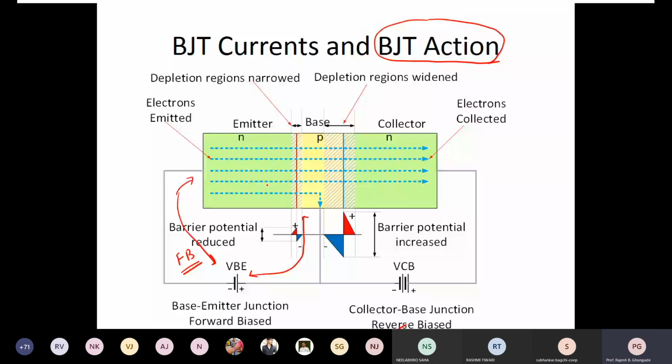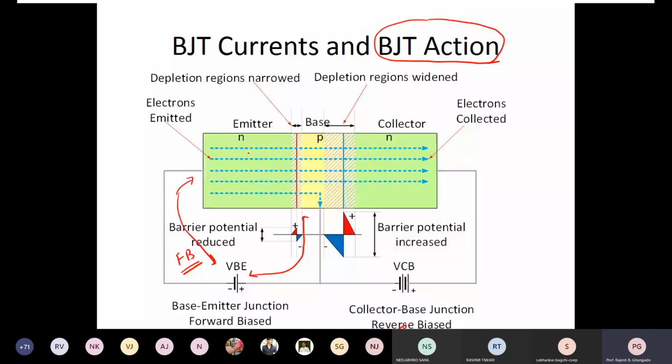Now, this is just like a diode, NP, which is forward biased. That's it. Now the interesting thing really happens over here. Now this is forward biased, but this is reverse biased. This junction is reverse biased. So how come electrons go into here? Let us see that. That is the crux of the BJT action.